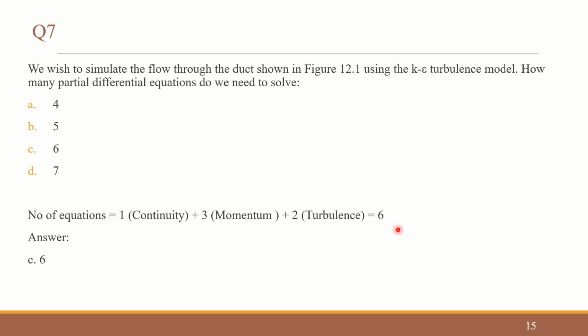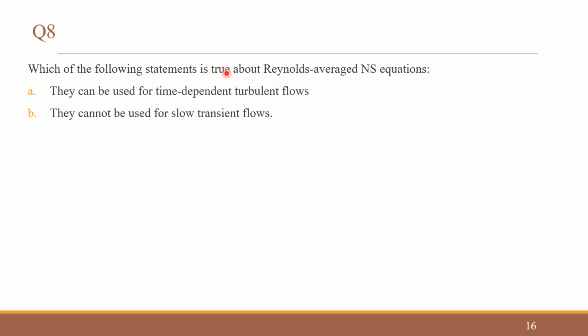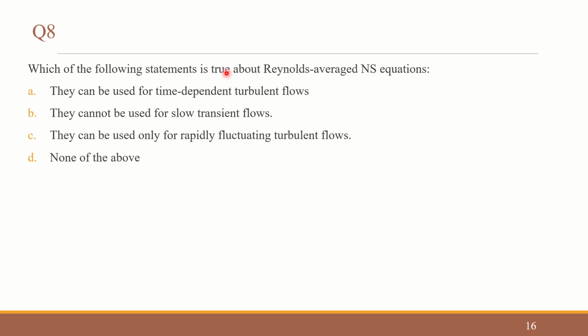Now we will go to question 8. In question 8, it is asked which of the following statements is true about the Reynolds averaged Navier-Stokes (RANS) equation. Option A: they can be used for time dependent turbulent flows. Option B: they cannot be used for slow transient flows. Option C: they can be used only for rapidly fluctuating turbulent flows. Option D: none of the above.